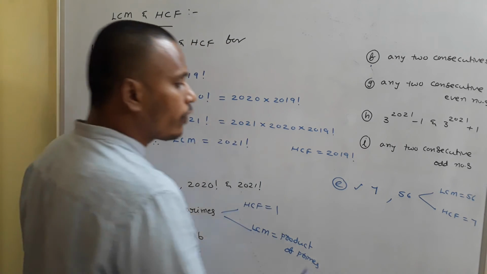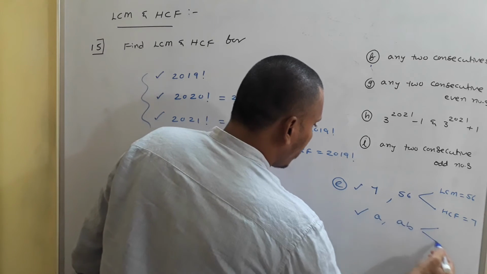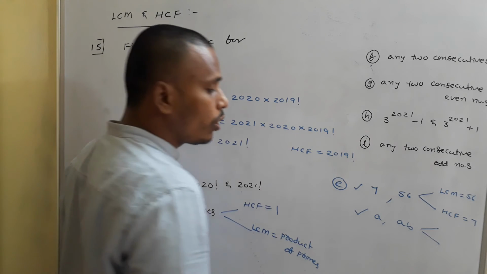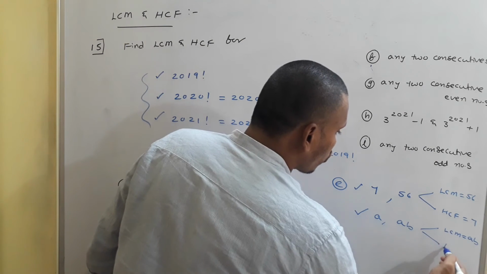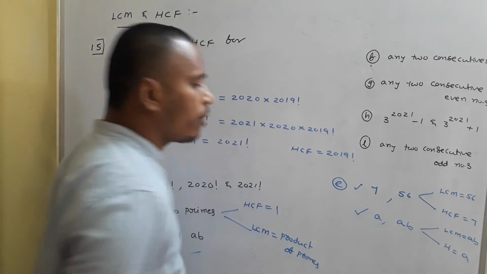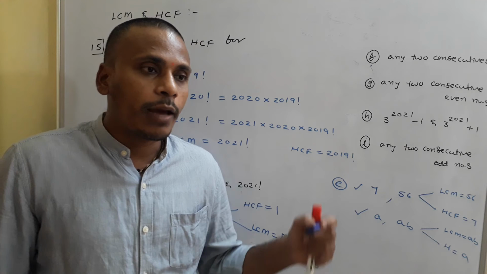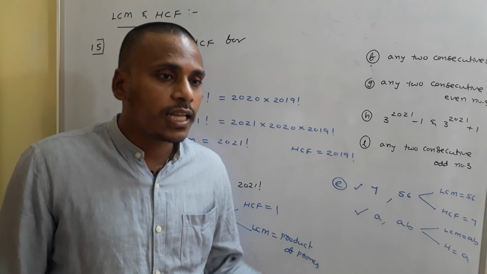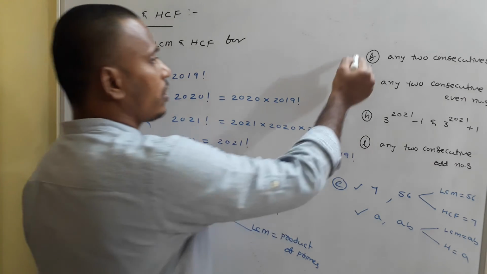Not only for 7 and 56, take any number. You just take A and AB. AB is a multiple of A. If you multiply A with B, you will get AB, right? And that's why LCM is the greater number among these two, whereas HCF is the smaller number among these two. If one number is a multiple of the other, then among those two numbers, the smaller number is the HCF, whereas the larger number is the LCM. Okay, have a look, and then I will discuss these four.